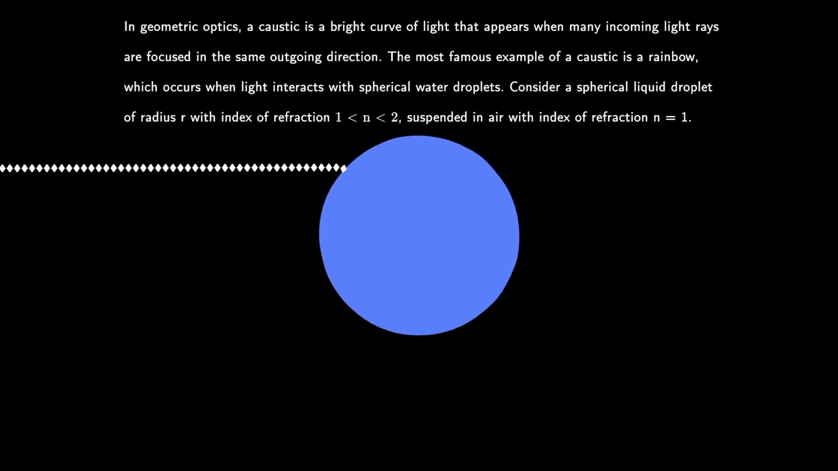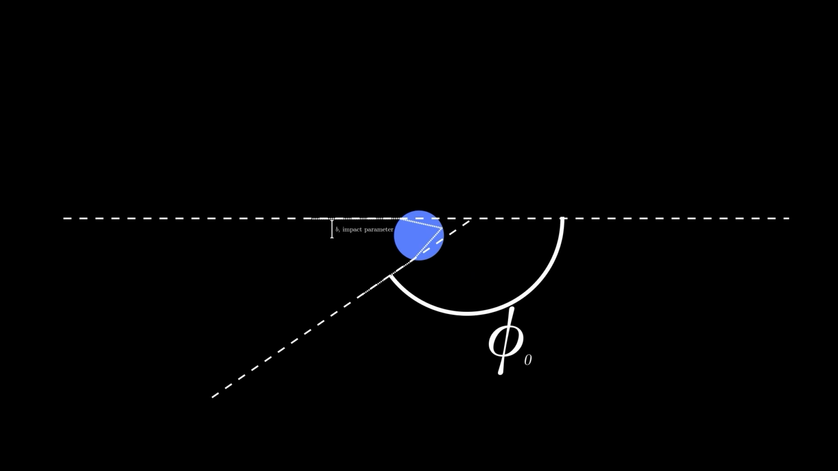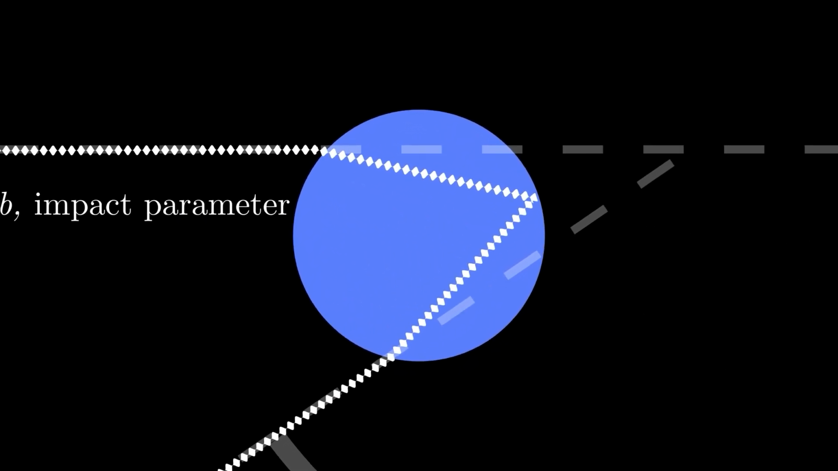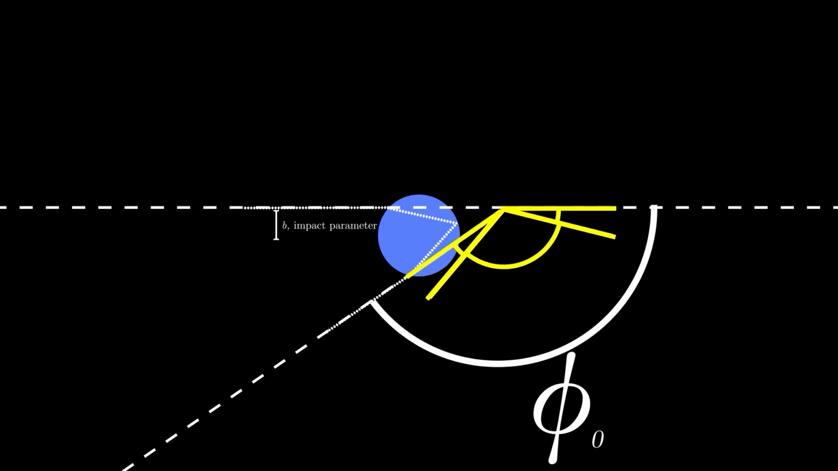Consider a light ray that enters the droplet a distance b from the center, also called the impact parameter, then reflects once off the inside surface of the droplet, and finally exits. Our job is to find the total angle this light ray is deflected by, for part A. In order to do this, we have to find the deflection in the first refraction, then at the reflection, and then at the second refraction when it exits. To get the total angle, we can just add all 3 deflections.